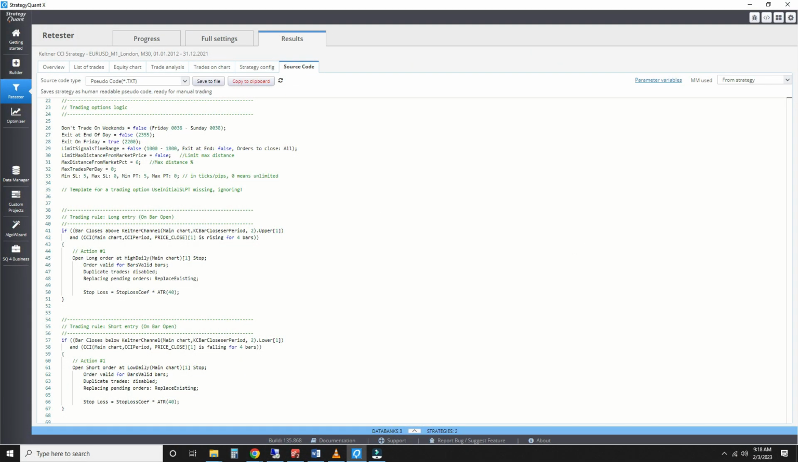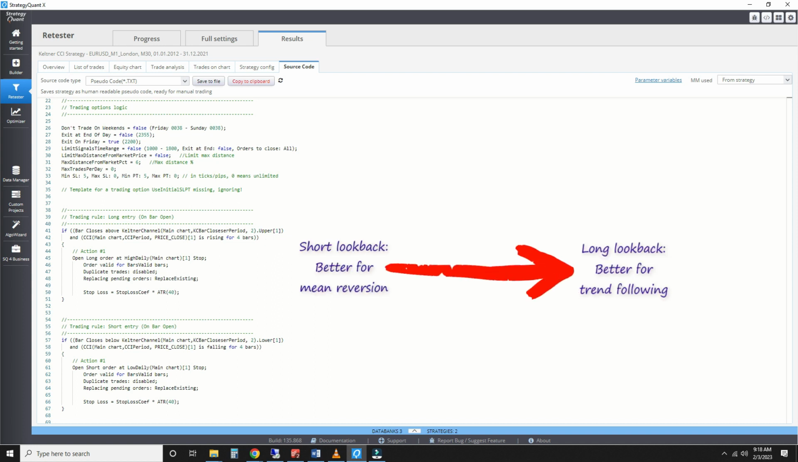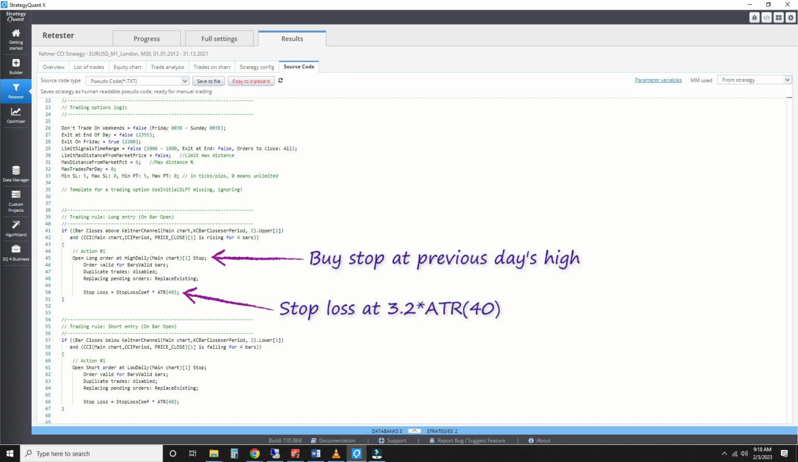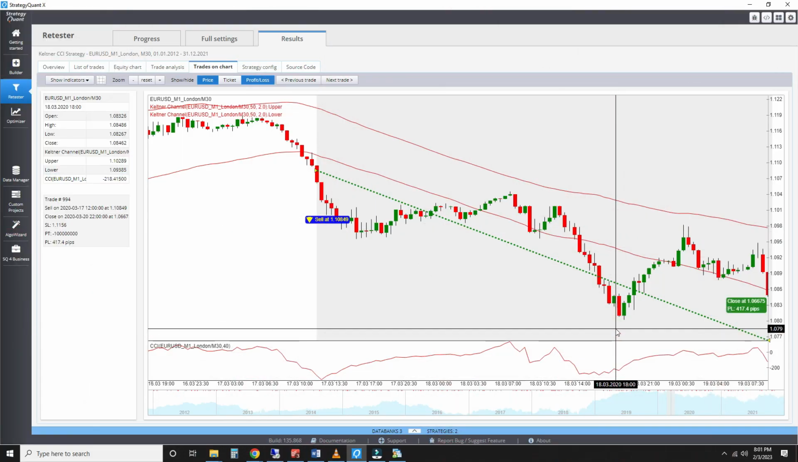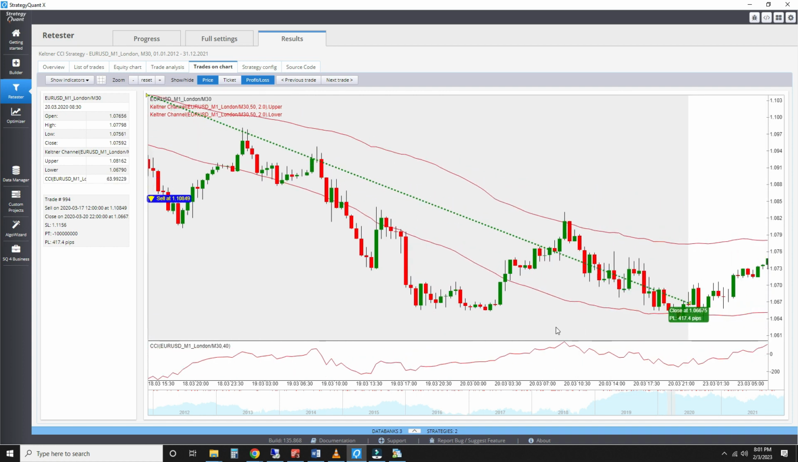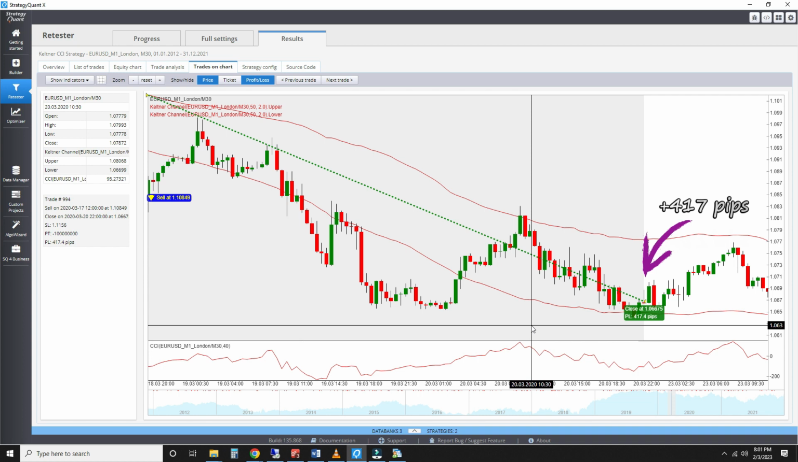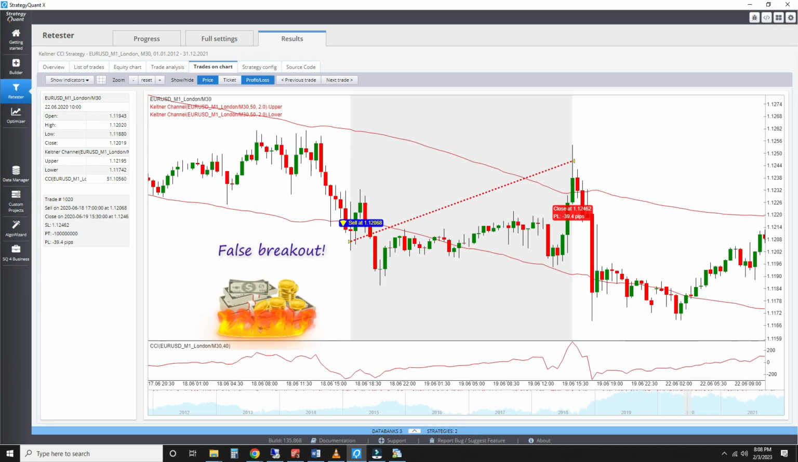Here's one of the strategies the algorithm created. The first entry condition is a close above the upper band of the 50-period Keltner channel. For trend confirmation, we want the 40-period CCI to be rising for 4 consecutive bars. Many indicators can be used in both a mean reversion and trend following manner, depending on your choice of look-back period. A stop entry is placed at the previous day's high, with a stop loss at about 3 ATR away. Here's an example of a successful trade, and here's an unsuccessful trade.